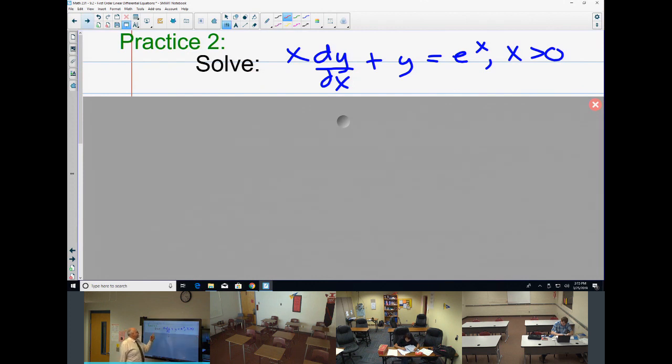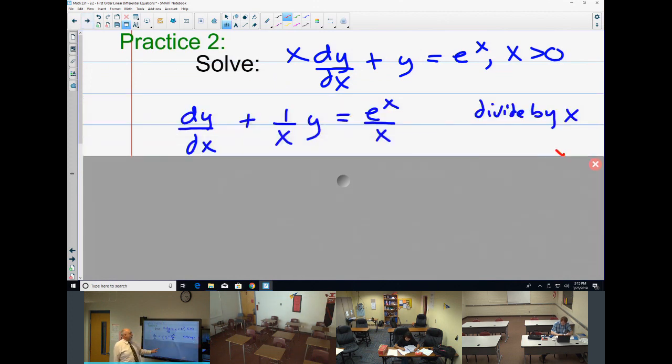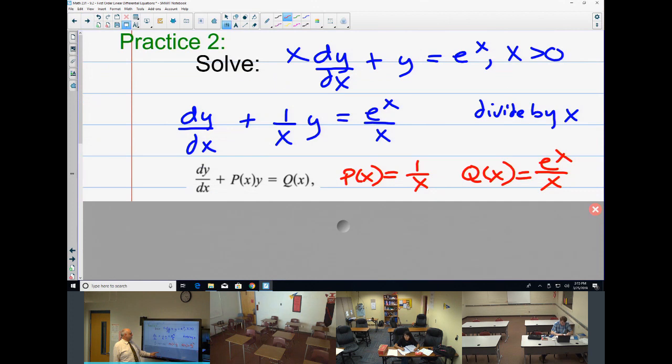So this first part, to put it in standard form and to do the p of x and the q of x, we did that for practice 1. Okay? So we got down to here for practice 1.